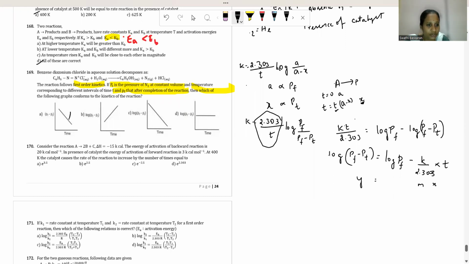So the first option is ruled out. Among the other options, one is correct. Now, log of PF minus PT is taken on the y-axis and T on the x-axis, which means we have a negative slope. A negative slope means the line has to pass like this, which means it is decreasing, isn't it? So the option with the intercept shown as log PF is correct. Which option is correct, students? Only option C would be correct. So for the 169th question, it is option C.